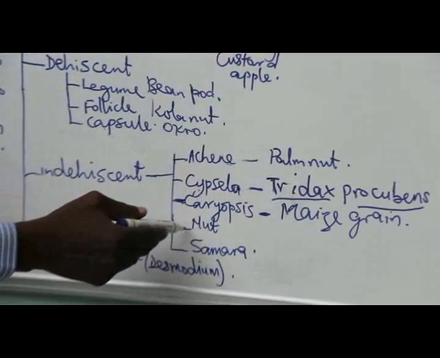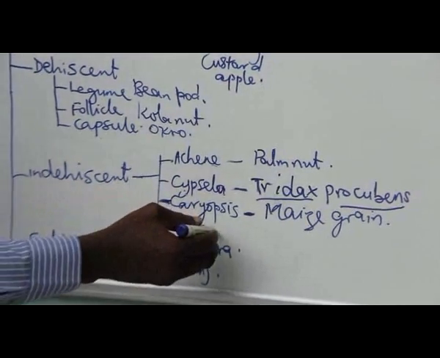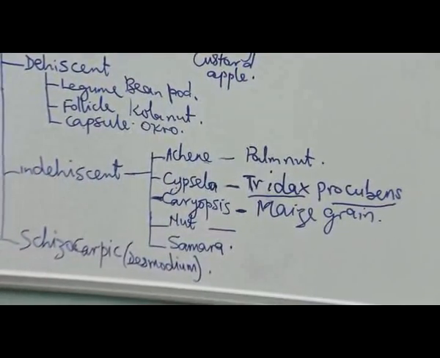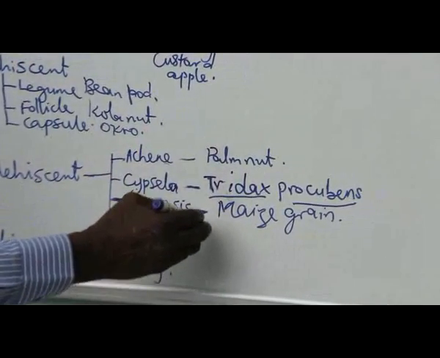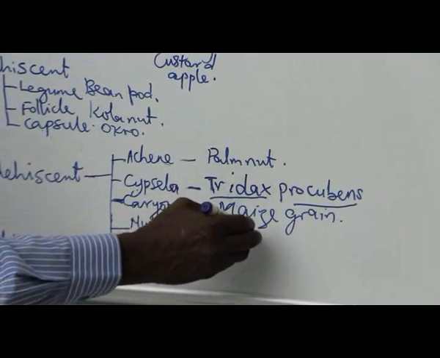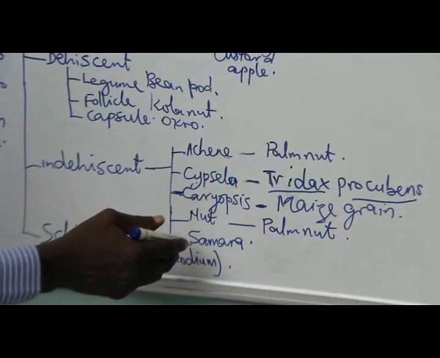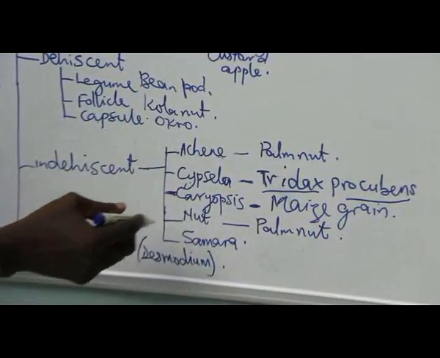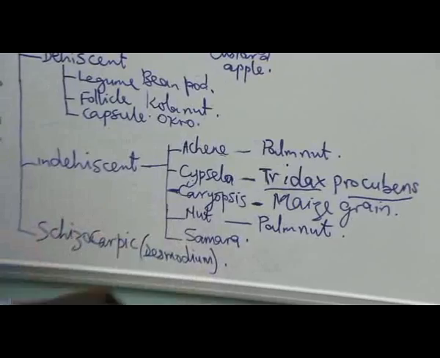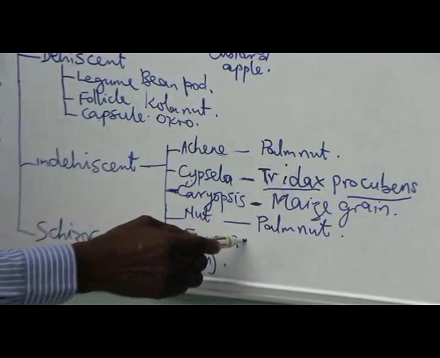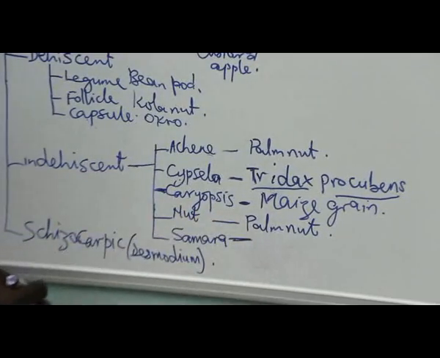Then we have nut. Of course, nut and achene are similar, but they call them nut. We have groundnut, we have palm kernel nut, and so on. But groundnut is not strictly a nut. So, example we can give here is palm nut again. A samara is an achene, but part of the pericarp becomes spread out as a wing, as we have in Desmodium. No, not Desmodium, Combretum.